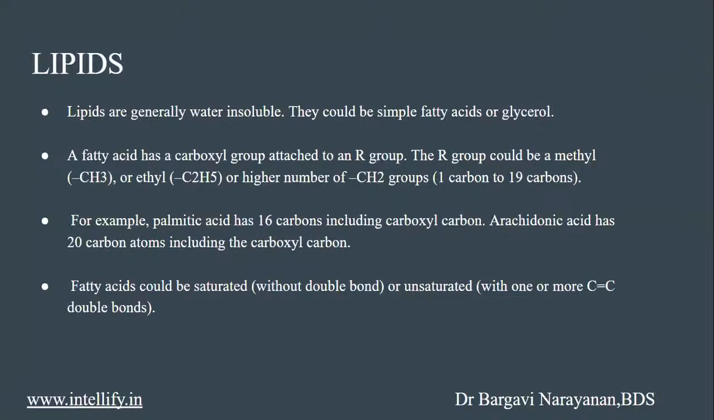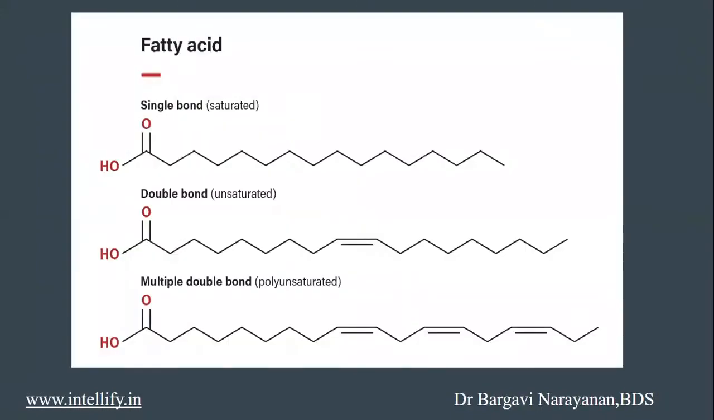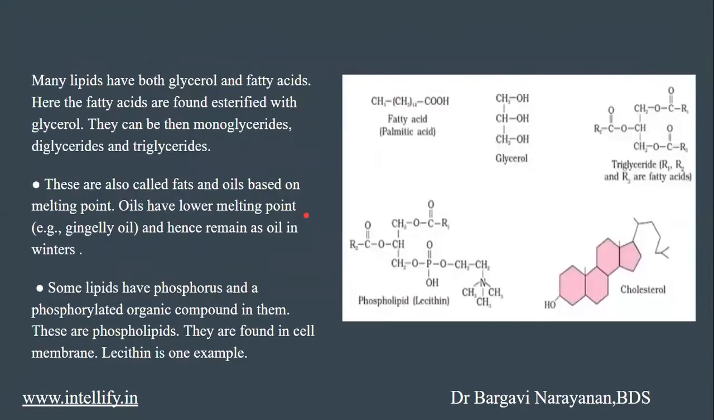Now, fatty acids could be saturated or unsaturated depending upon the presence or absence of a double bond. In this picture, we can see that this fatty acid does not have a double bond, and hence it is called a saturated fatty acid. Whereas here we have a double bond, and hence this is an unsaturated fatty acid. Many lipids have both glycerol as well as fatty acids. Here, fatty acids are esterified with glycerol, so they are called monoglycerides, diglycerides, triglycerides, etc. So these are basically fats.